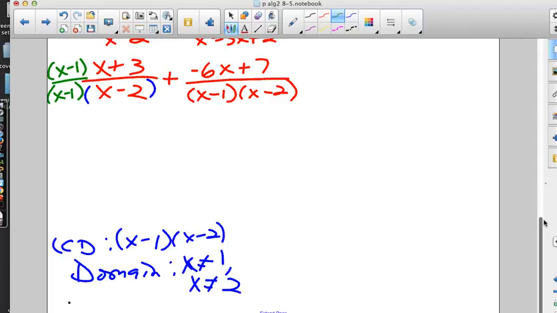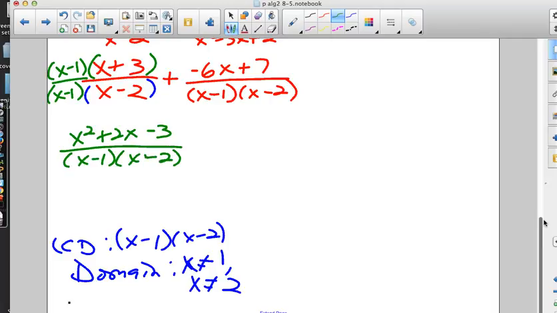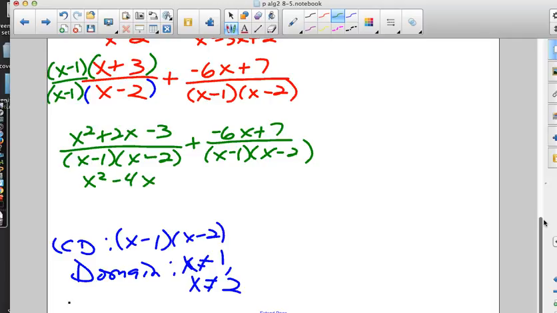Well, I'm going to have to do a little FOIL up here so we can see what we have. X squared plus 3x minus 1x will be plus 2x minus 3. But the good news is there's our nice little common denominator now. So let's see what we have. Got an x squared up there, plus 2x, but then we're adding a negative 6x, so that will be minus 4x. Negative 3 plus a positive 7, that will give us a 4.